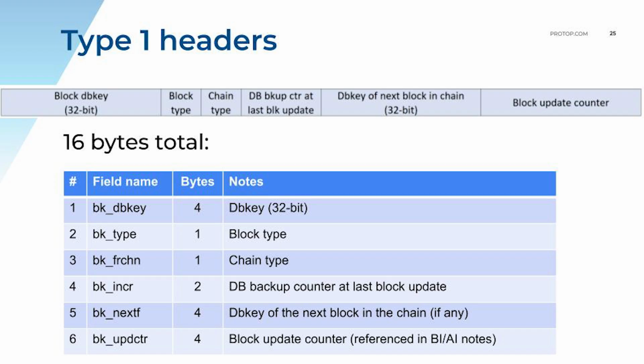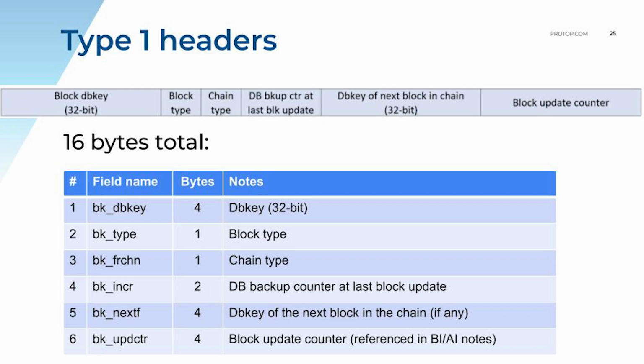So we'll start off with looking at the contents of block headers, and we'll start with type 1 because they're the simple ones. Type 1 header is 16 bytes. It's made up of 6 fields. So we've got DB key, block type, chain type, backup counter, next block in chain, and update counter. So here's a little more info on these.